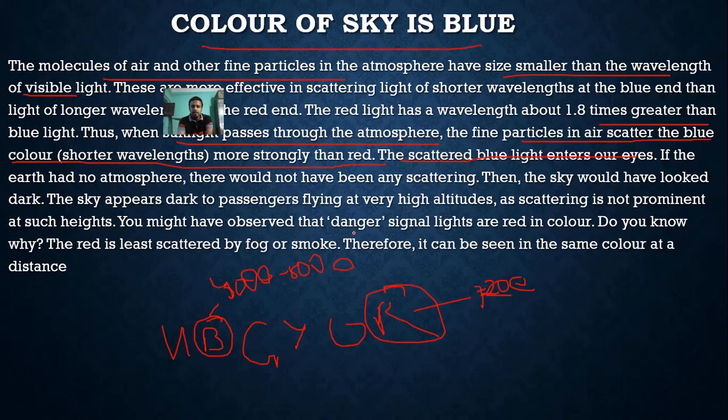You might have observed that danger signal lights are red in color. Danger signals are red because red color doesn't scatter much, or it scatters very little, so it will be visible at a very large distance. Do you know why? The red is least scattered by fog or smoke, therefore it can be seen in the same color at a very long distance.